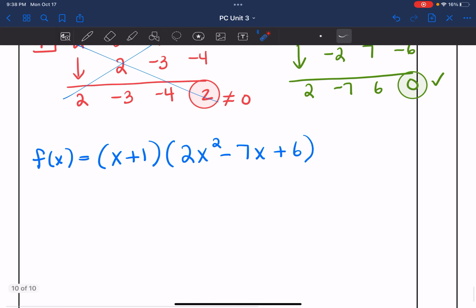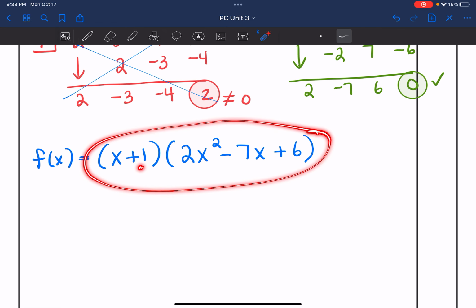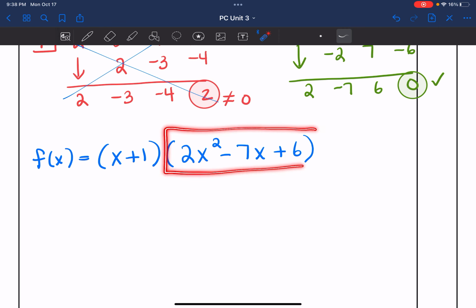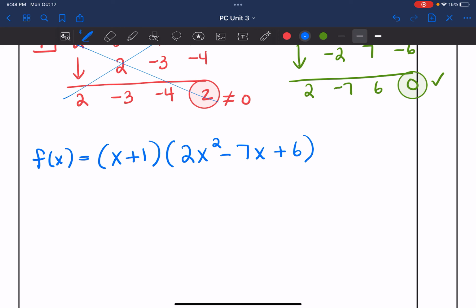Okay, so it's not completely factored, but at least I got this one out of the way. And now what's left over is quadratic, which should hopefully be easier to factor from here on out. So let's try. To factor this, I need to multiply the first and last number. So 2 times 6 is 12. But when I add up whatever factors I get, it needs to equal what's in the middle. So it needs to equal -7.